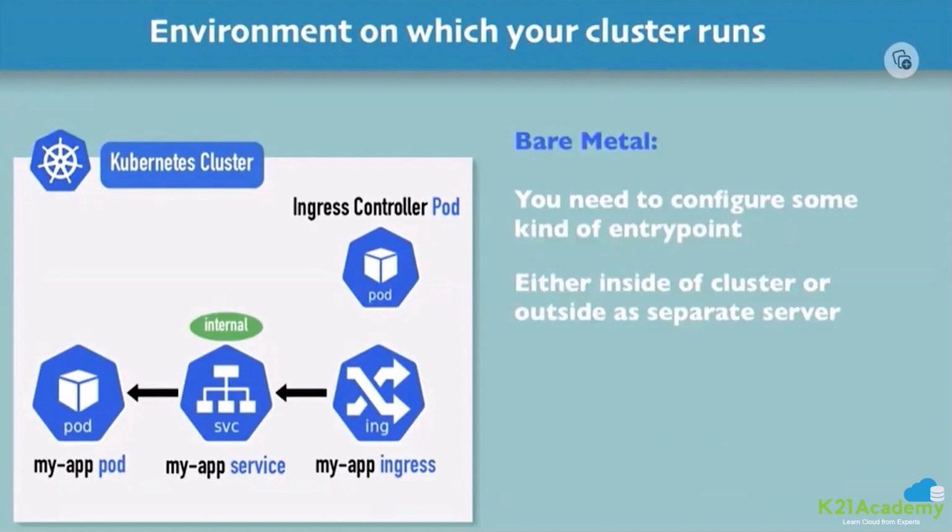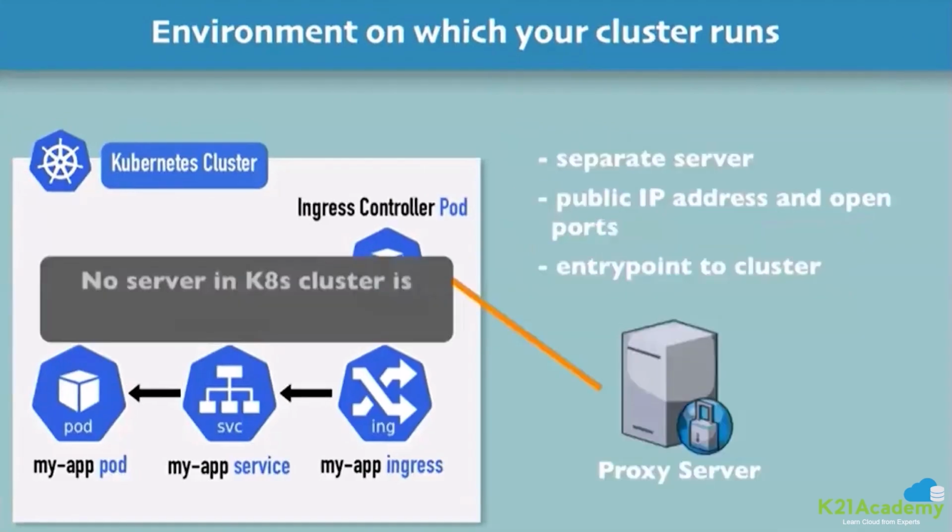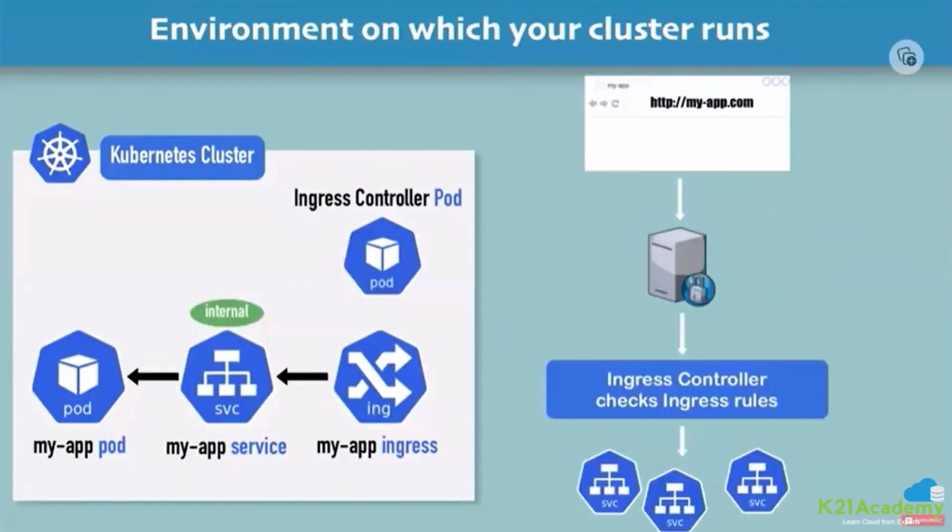You can also deploy your ingress controller on bare metal, meaning on premises. You need to configure some kind of entry point, such as an HA proxy or proxy server, either inside the cluster or outside the cluster as a separate server, in order to route the traffic to your internal app. As you can see, this is a separate server we have to maintain. If traffic comes, this proxy server will forward it to the ingress controller. So this is bare metal: a separate server with a public IP address and open ports, and the entry point to the cluster will be configured there. That's how it works.